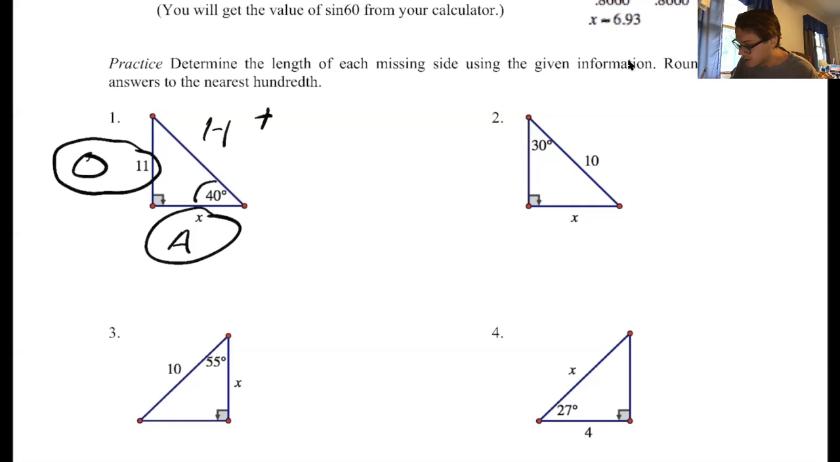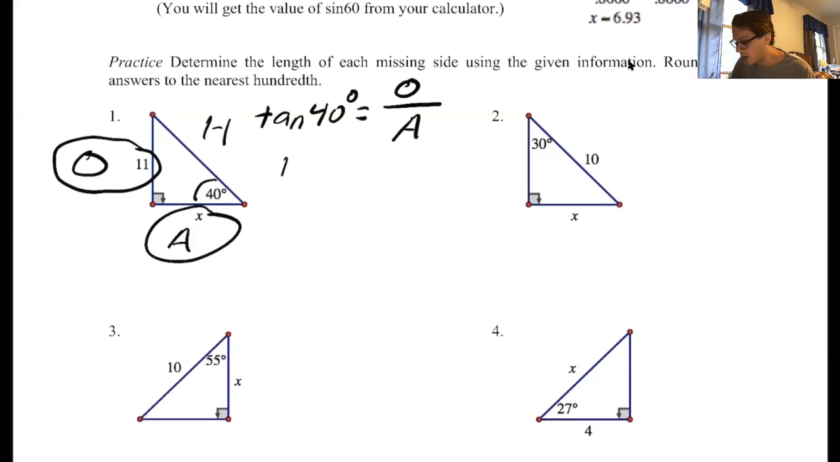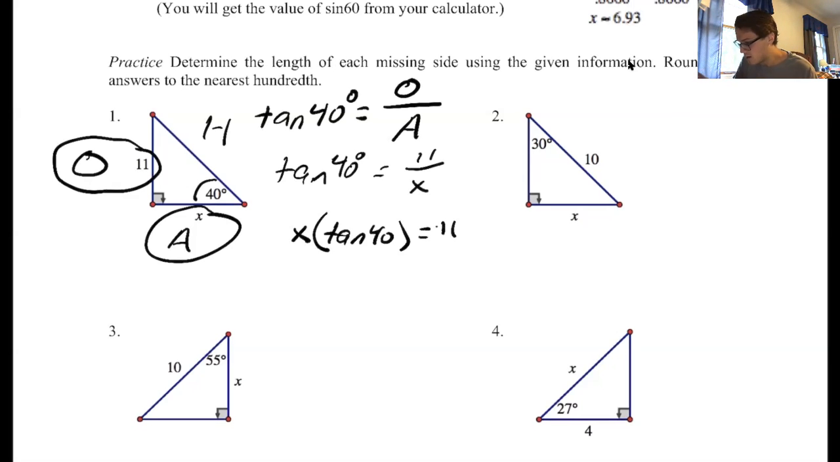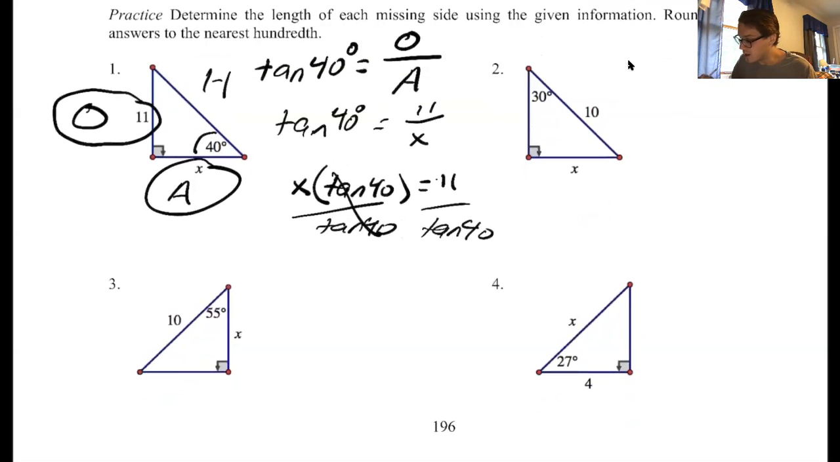So that's going to say that tangent of 40 degrees, just plugging these in, is equal to the opposite over the adjacent. And now we're just working this out. So tangent of 40 degrees equals the opposite side's 11, the adjacent's x. I'm going to multiply both sides by x to get that x out of there. Then I'm going to divide by the tangent of 40 on both sides to get the x all by itself, because remember, that's what solving for a variable means. And I'll get x is equal to 11 over the tangent of 40.